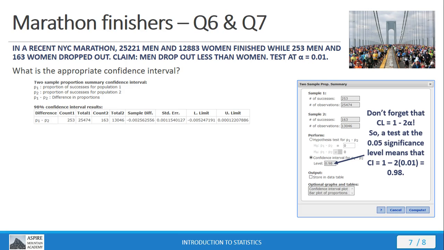Out comes my results. I read my upper and lower limits there on the end of my table, and I can use those to construct my confidence interval. So for rounding to 4 decimal places, this is what we come up with.